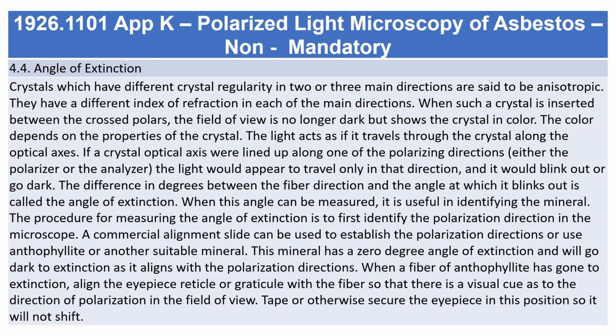The procedure for measuring the angle of extinction is to first identify the polarization direction in the microscope. A commercial alignment slide can be used to establish the polarization directions, or use anthophyllite or another suitable mineral. This mineral has a 0-degree angle of extinction and will go dark to extinction as it aligns with the polarization directions. When a fiber of anthophyllite has gone to extinction, align the eyepiece reticle or graticule with the fiber so that there is a visual cue as to the direction of polarization in the field of view. Tape or otherwise secure the eyepiece in this position so it will not shift.